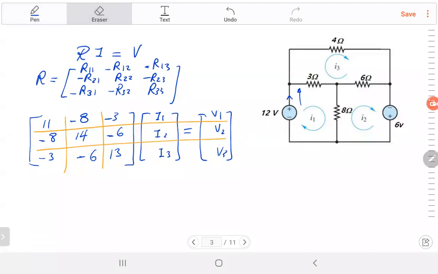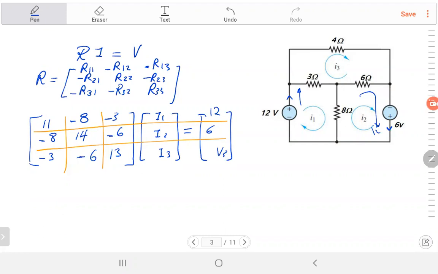So what I will do, I will say V1 is equal to 12. Let's look at the second one. That's the second loop. You have 6 volts. The positive polarity is downward, meaning it is producing current in this direction, and I2 is going in the same direction. So again, it's positive. So I will put 6 volts here. It means if the 6 volt source had positive polarity at the top, you would write here minus 6.